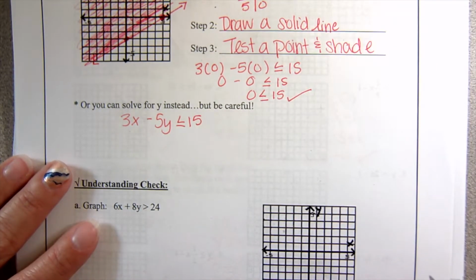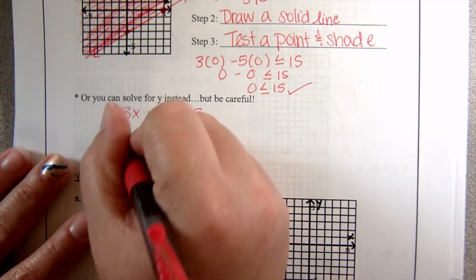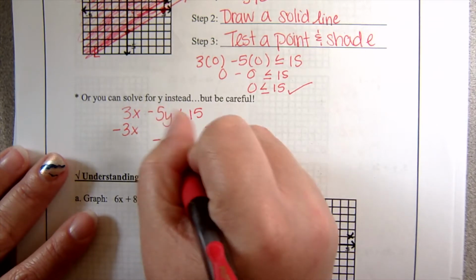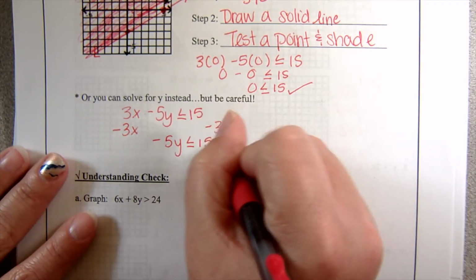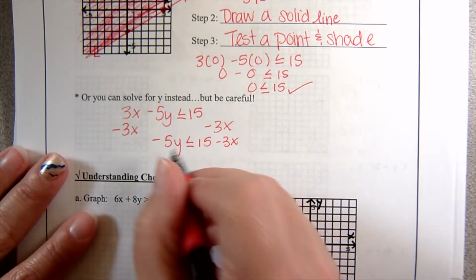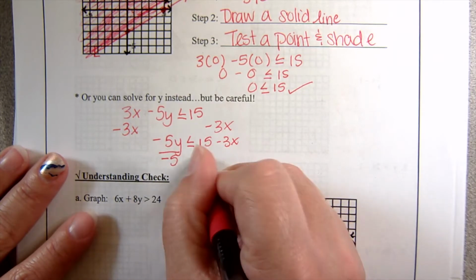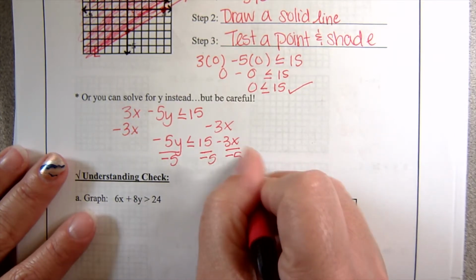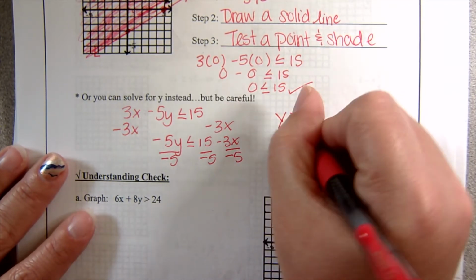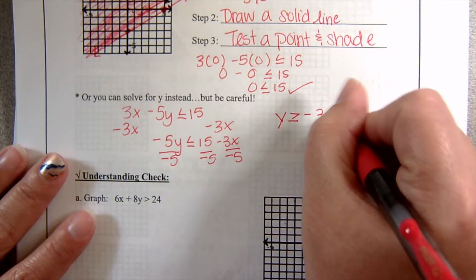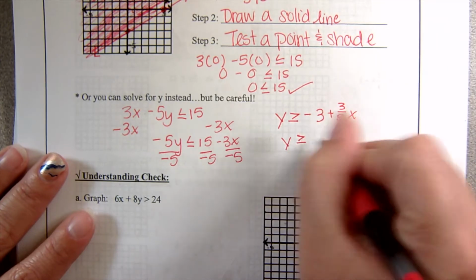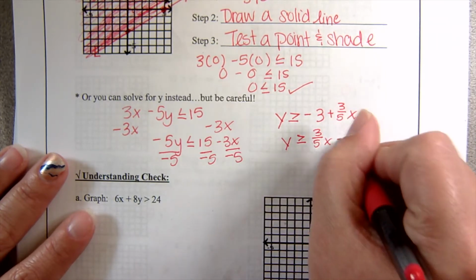What would be the first step in getting y by itself? Subtract 3x from both sides. So negative 5y is less than or equal to 15 minus 3x. And then what do? Divide by what? Divide by negative 5. When I divide by a negative, what happens to my inequality sign? It flips. So now I have y is greater than or equal to negative 3 plus 3/5 x. Or rearrange it so y is greater than or equal to 3/5 x minus 3.